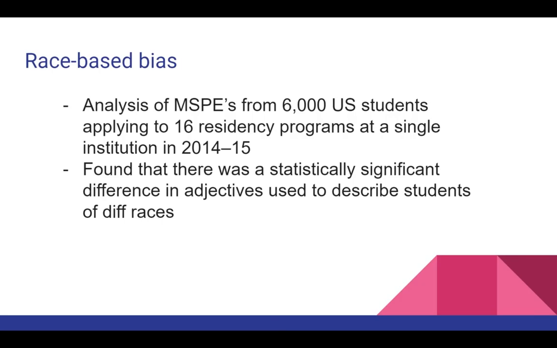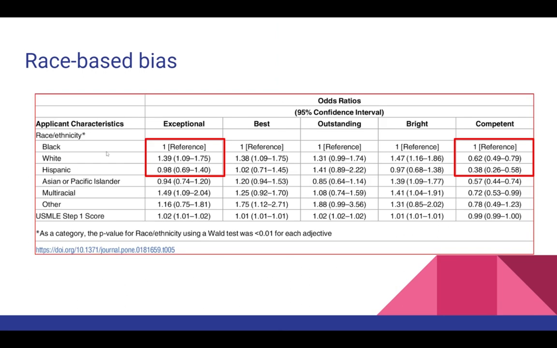So there's been a lot of studies that have looked at this across medicine. I'm just going to give you a few brief examples. This study looked at bias as related to race. So they examined the MSPEs, the Medical Student Performance Evaluations, for 6,000 medical students across the country. This was done in 2014, 2015. And they found that there was a statistically significant difference in the adjectives used to describe students of different races. What they found was that if a student was Black, they were significantly more likely to be called competent, as opposed to white students who are more likely to be called exceptional or best, even when controlling for board scores in this study.